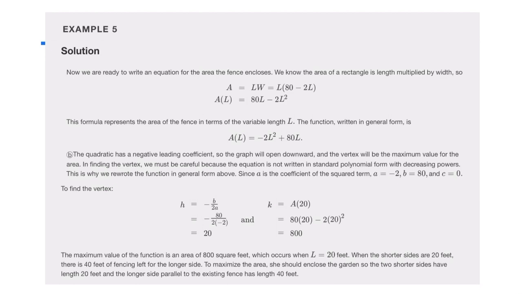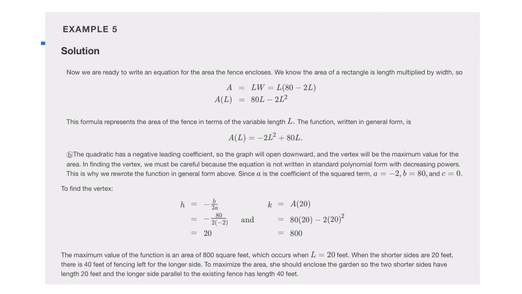She should enclose the garden so that the two shorter sides have a length of 20 feet and the longer side parallel to the existing fence has a length of 40. All right, so that's exactly what we got. That was interesting. I like that one. Sorry, I kind of stumbled a little bit.